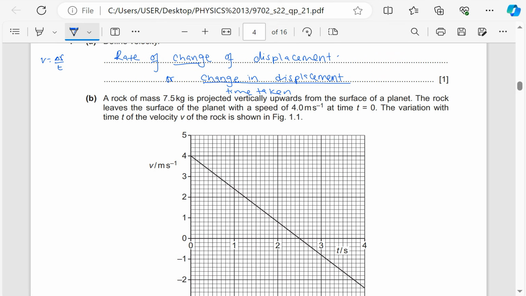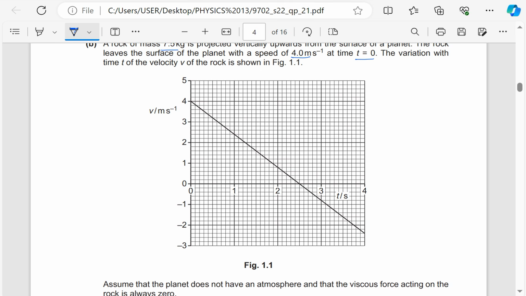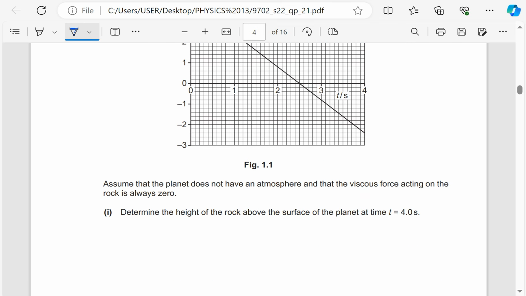So a rock of mass 7.5 kilograms is projected vertically upwards from the surface of a planet. The rock leaves the surface of the planet with a speed of 4 meters per second at time t equals 0. The variation with the time t of the velocity v of the rock is shown. So this graph shows the variation of velocity with time. So assume that the planet does not have an atmosphere.